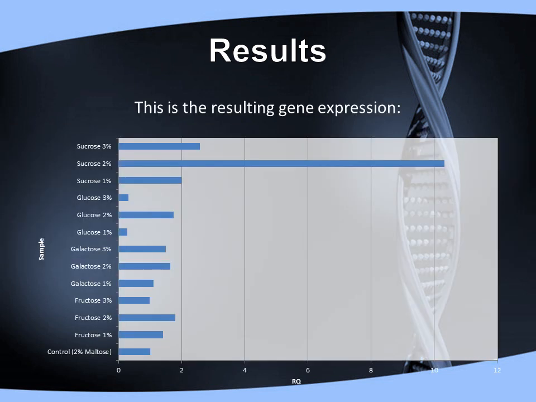This is the expression chart. Each sample is compared exponentially to the control. For example, the 2% sucrose has a value of about 10.5. That means that it is a 10.5-fold increase over the expression of the control.